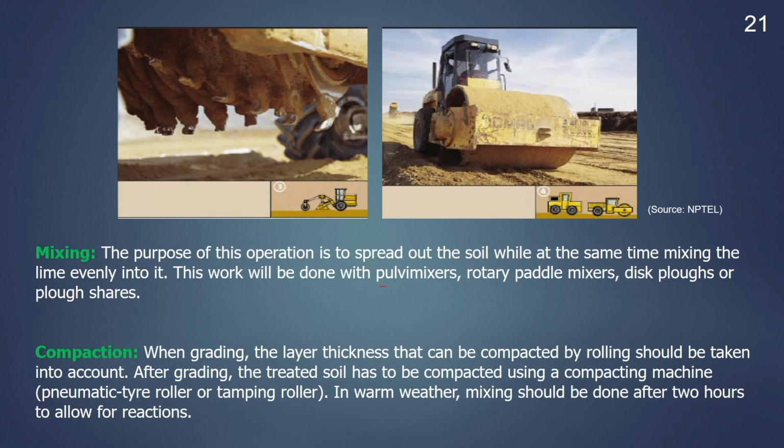Once the lime has been mixed with the soil, the next step will be the compaction. In the compaction, when grading, the layer thickness that can be compacted by rolling should be taken into account, and after the grading the treated soil has to be compacted using a compacting machine. And generally in warm weather we have to have some curing time before the compaction is carried out.